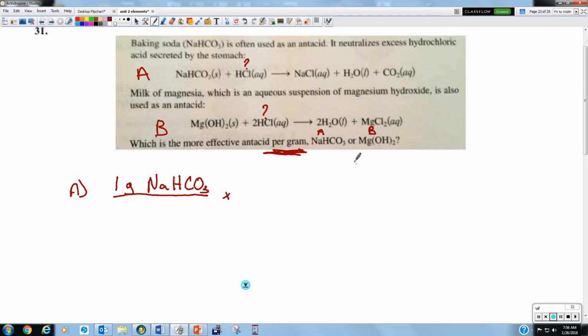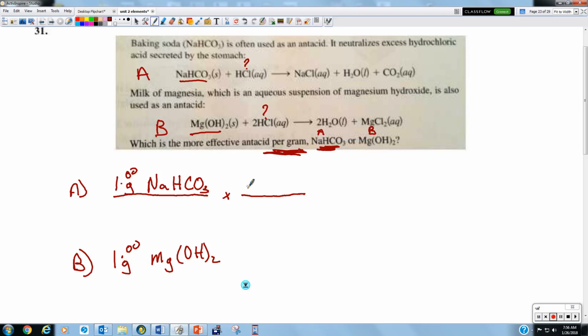What's going on is we want to see how much hydrochloric acid we can neutralize with baking soda and how much we can neutralize with magnesium hydroxide. So there are two different equations going on here. And for each one we're looking at 1 gram, and just for sig fig reasons we can say this is 1.00. I'm going to set up the first equation and then let you do the second one on your own.